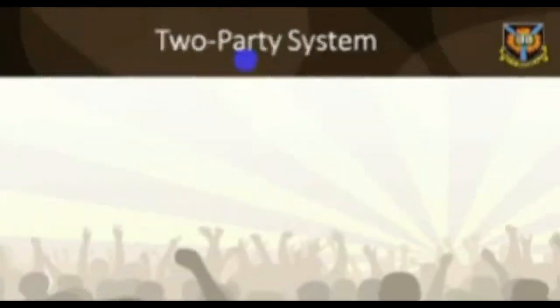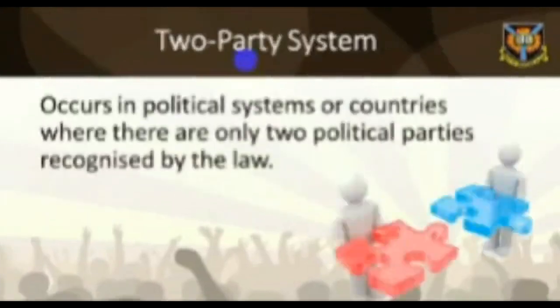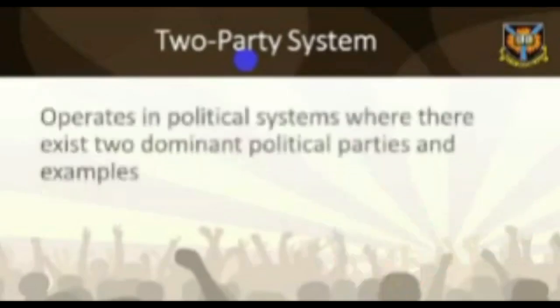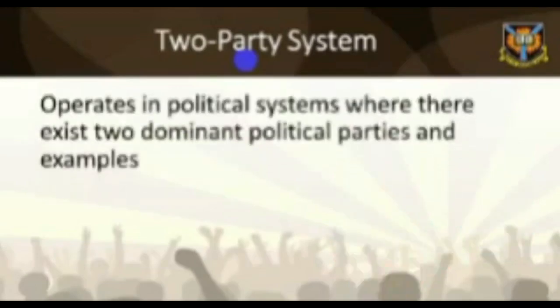Two-party system. Two-party system occurs in political systems or countries where only two political parties are recognized by the law. Again, the two-party system operates in political systems where there exist two dominant political parties.